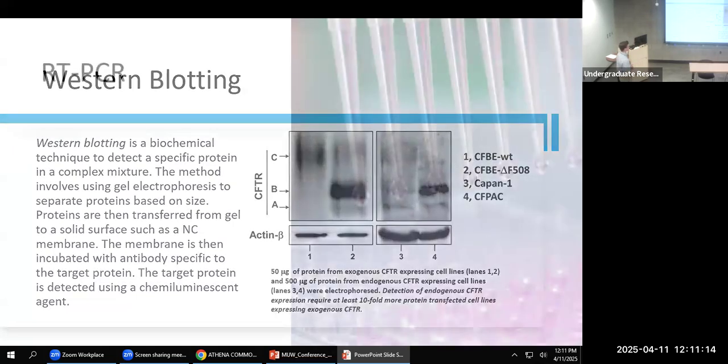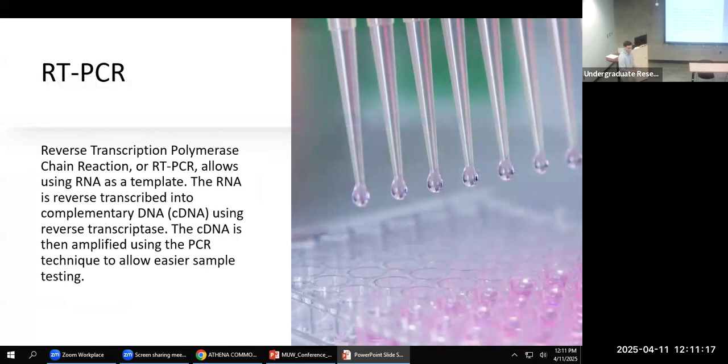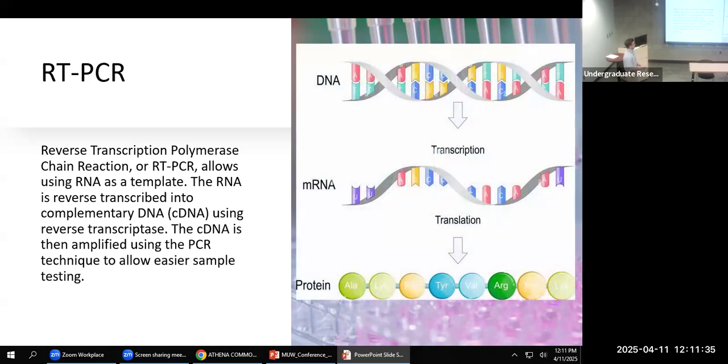future research. Next up, I'm going to talk about RT-PCR, which stands for reverse transcription polymerase chain reaction. We lyse the cells and extract their RNA. Then, using reverse transcription, we turn that RNA back into DNA using an enzyme called reverse transcriptase. Then the PCR part is where you put certain enzymes in and run it through a thermocycler, and you're able to take it from RNA to DNA and then amplify that DNA, which makes it much easier to work with.